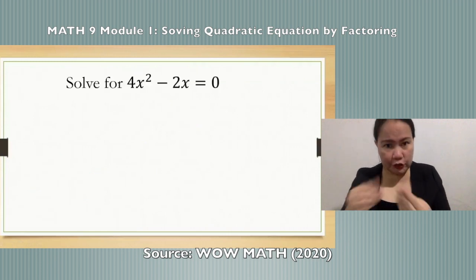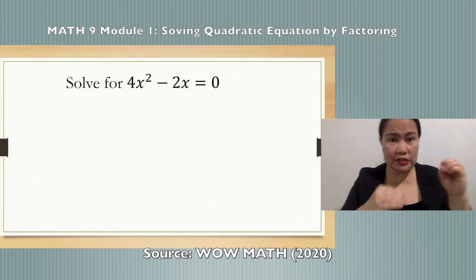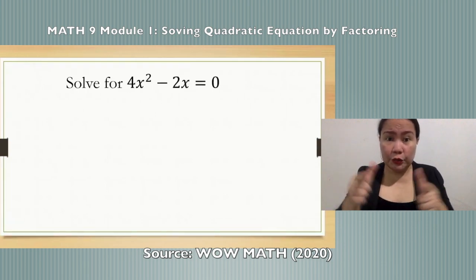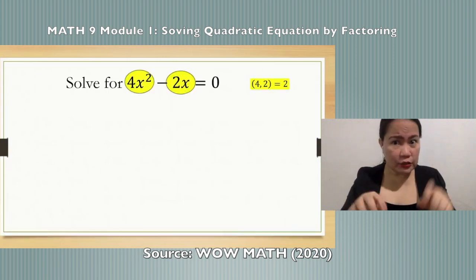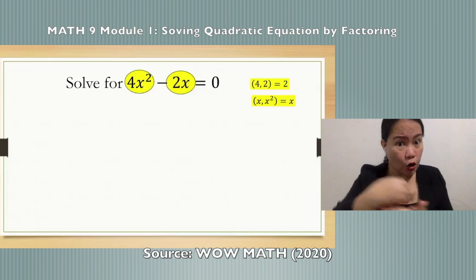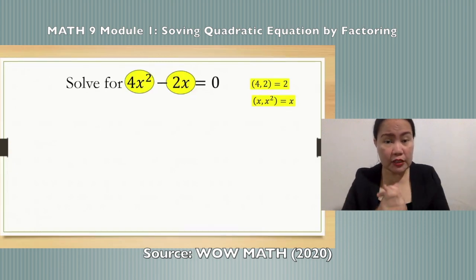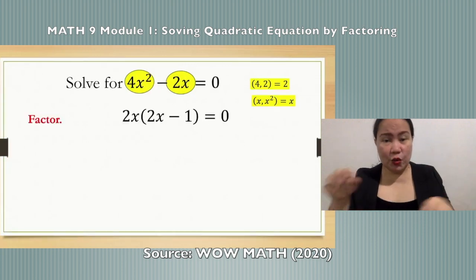Let's have another equation. 4x squared minus 2x is equal to 0. Again, anong unang gagawin natin? Kunin muna natin yung greatest common factor ni 4x squared at ni 2x. So, for 4 and 2, that is 2. And ang kinukuha lang natin kapag sa variable, yung may pinakamababang exponent. So, yung factor nila is 2x.